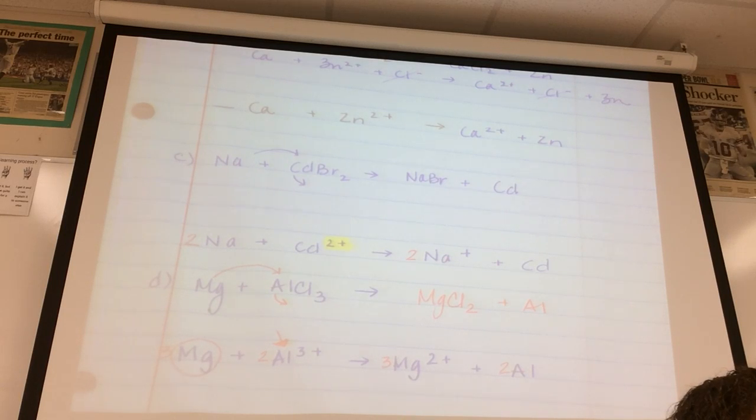Why doesn't aluminum have a charge? Here, when it gets bumped out, it's all by itself. It's not an ion. Okay. And what's the oxidation number of aluminum? 0. Okay?